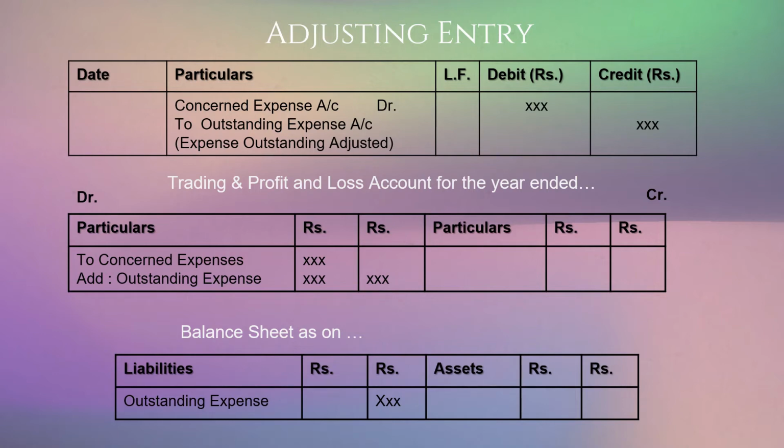So according to the nature of the expenses, if it is a direct expense, you have to show it on the trading account. If it is an indirect expense, you have to show it on the profit and loss account. Being an expense, you have to show it on the debit side only, and outstanding expense is a liability. It will become a liability, so you have to show it on the liability side of the balance sheet.